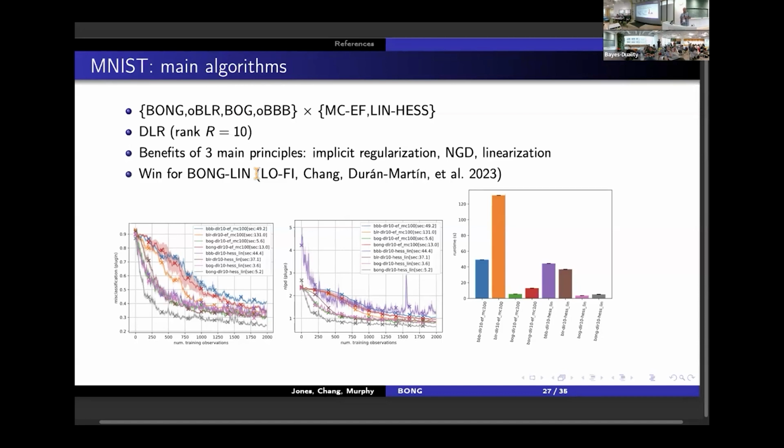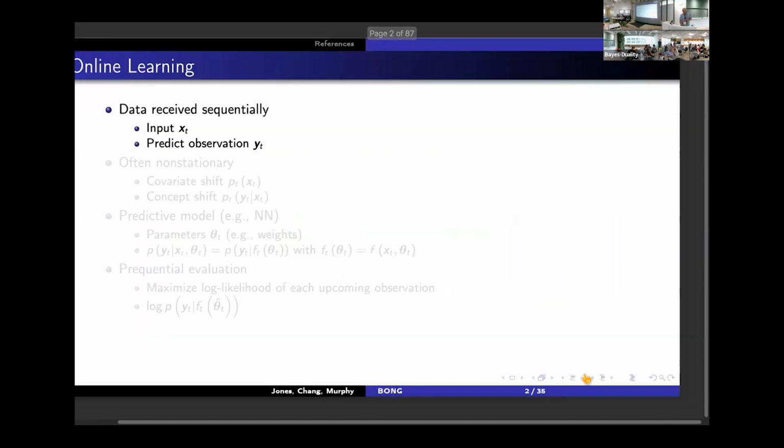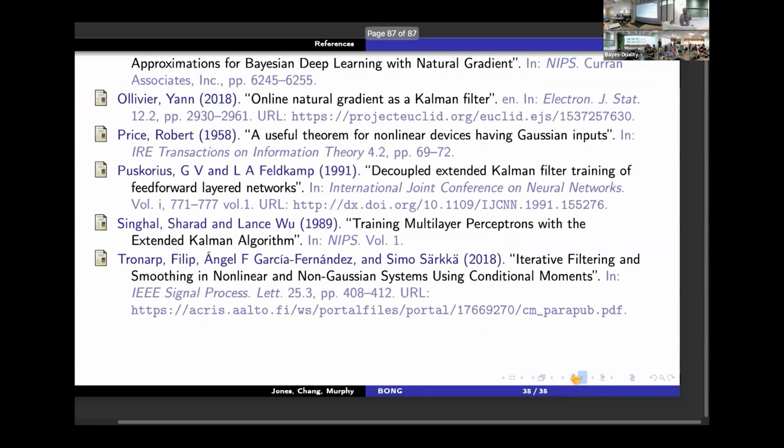Yeah, that is a really important question. The answer is no, and that's true for any Bayesian filtering method, because you apply the variational approximation at each step.